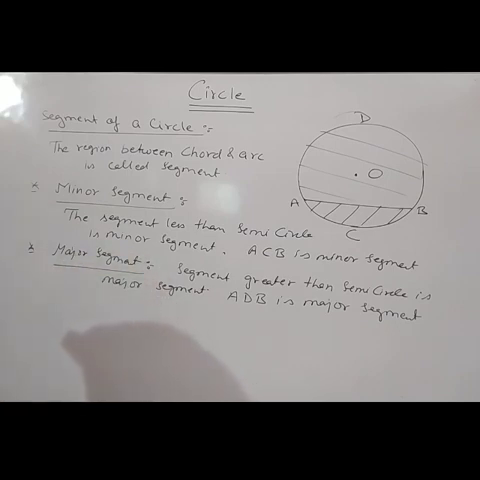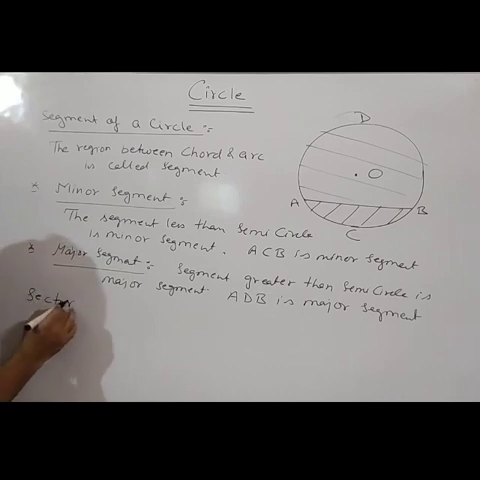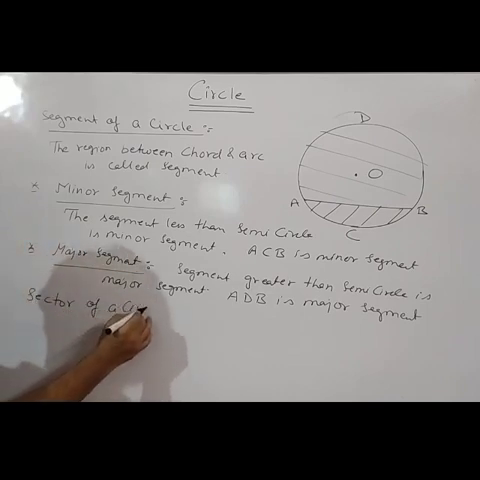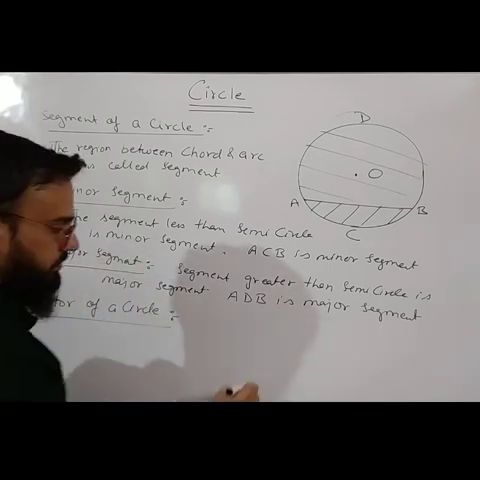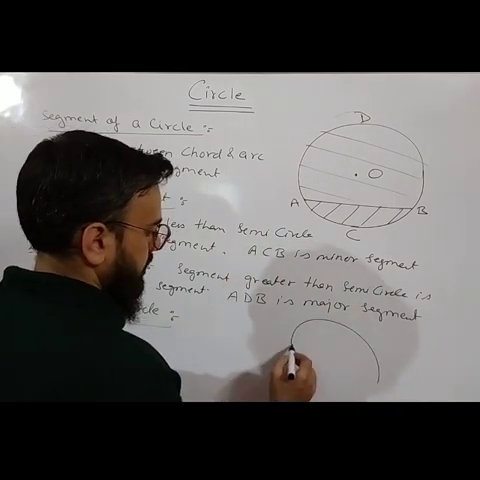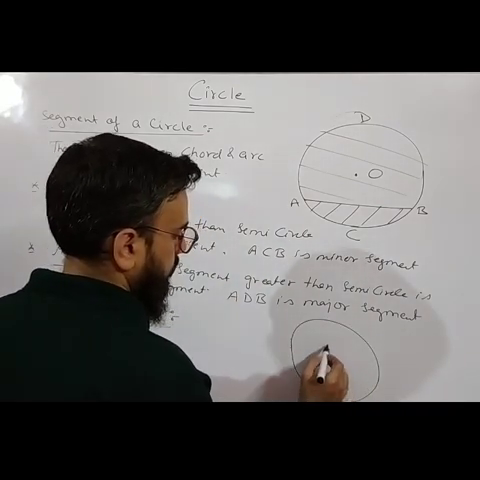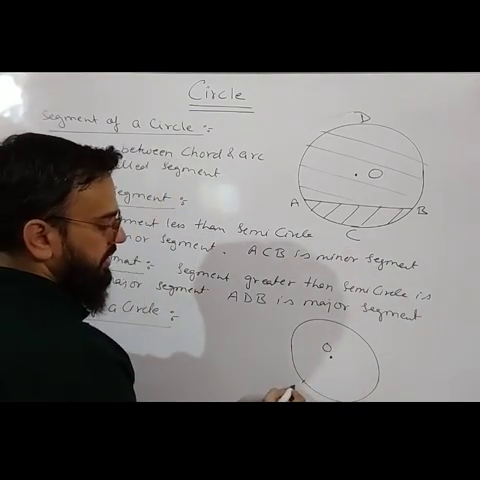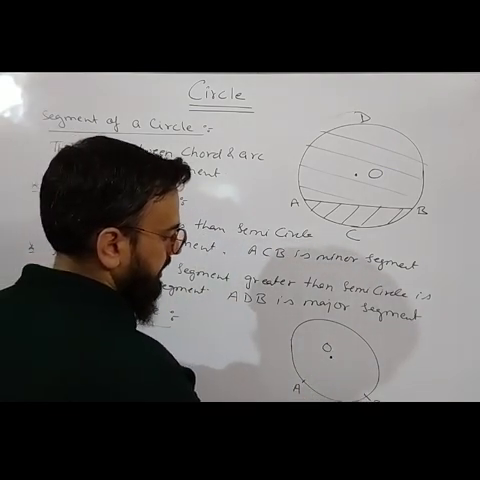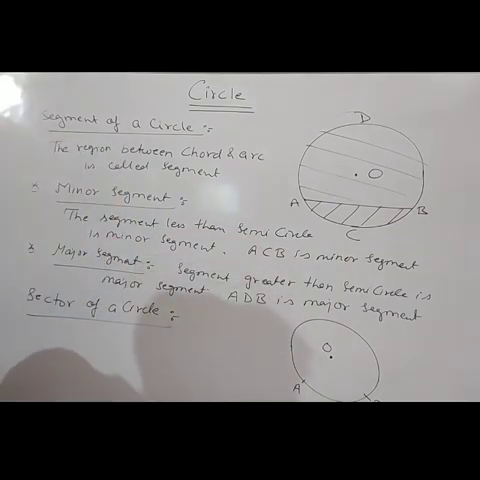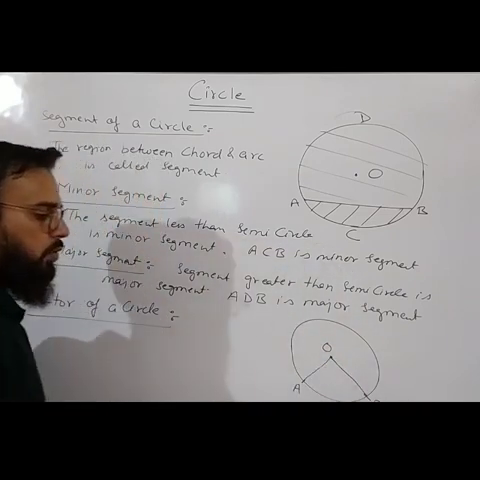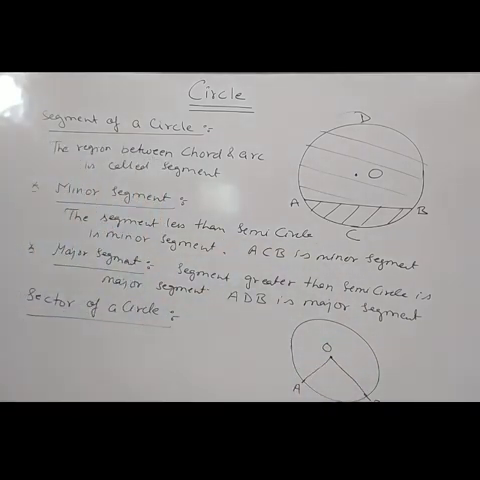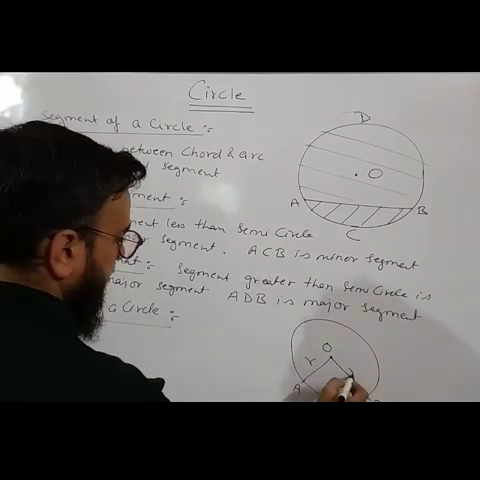Now the next term is sector. Sector of a circle. So what is a sector? Suppose we have another circle with center O, and an arc AB. Let us consider it as a minor arc. If we join the center with both the points of the arc, with OA and OB, these OA and OB will be the radii of the circle.